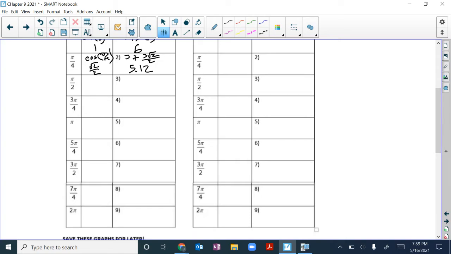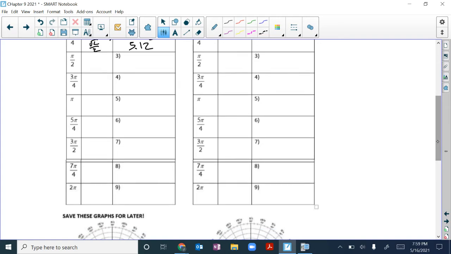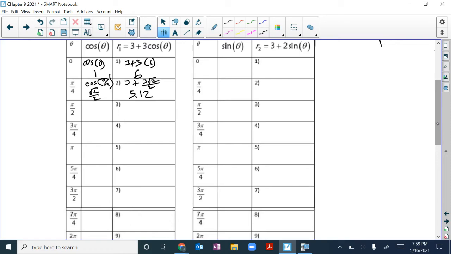So go ahead, take your time, figure out all of these points. You will see a lot of points starting to repeat themselves. Okay, you'll see a lot of symmetry through this.